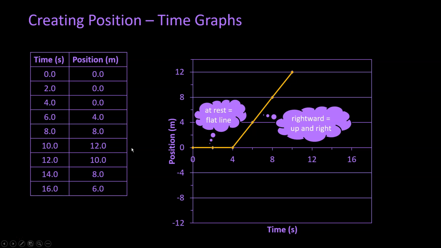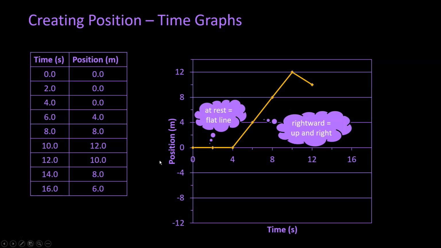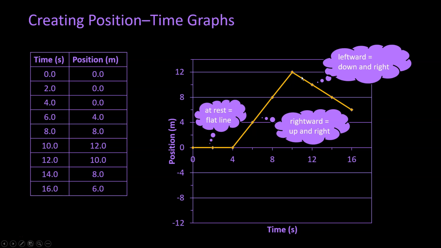But before we plot those points, let's notice that when we have a rightward motion, the line is going to go up and to the right. Let's plot the rest of our data points. Notice that when we have an object moving leftward, the line is going to be down and to the right. Now that we've learned how to create a position time graph, let's go ahead and learn about interpreting it.